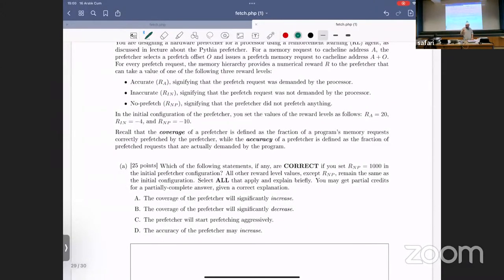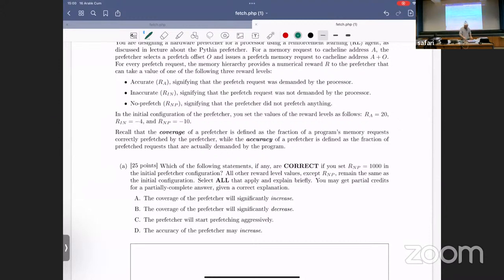Recall that the coverage of a prefetcher is defined as the fraction of a program's memory requests correctly prefetched by the prefetcher. So coverage means that we have a bunch of memory requests and the prefetcher issues many requests, or more than the memory requests that happen in the system. And we were able to cover a large part of the working set size of the application.